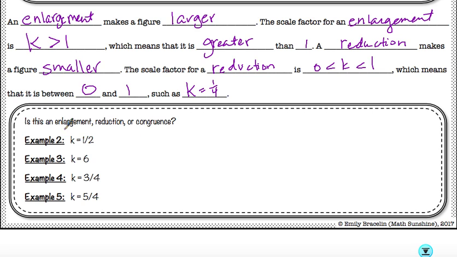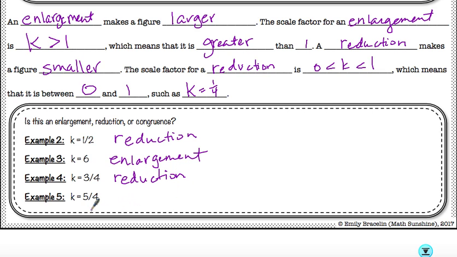So let's go ahead and answer these questions down here. They're pretty simple. Is this an enlargement, a reduction, or a congruence? So if K is 1/2, has the figure gotten larger or smaller? It got smaller, so this is a reduction. What about K is equal to 6? That's an enlargement. What about K is equal to 3/4? That means it's smaller. That's a reduction. 75% of what you started with.